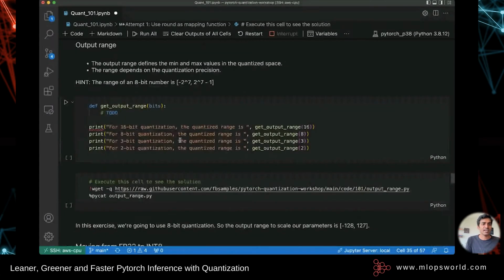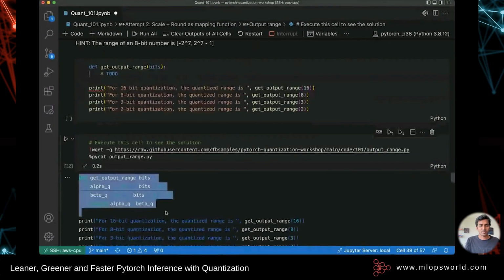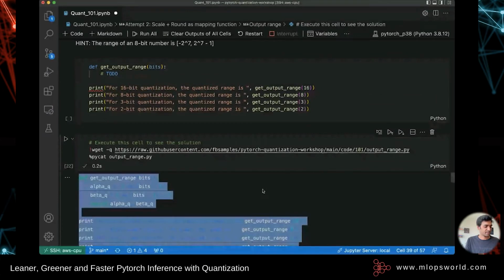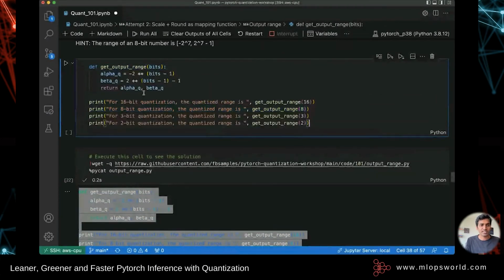So if you remember from the slides, I'd mentioned that the output range depends on how aggressively we are quantizing. So the range of an 8-bit number, because it has 8 bits, the lowest value that it can be represented with is minus 2 to the power 7. And the biggest value would be 2 to the power 7 minus 1. So given that we know that, we can easily write this function. But for the sake of time, I'm just going to put this in here. It's literally doing what I just said. Let's see how it differs.